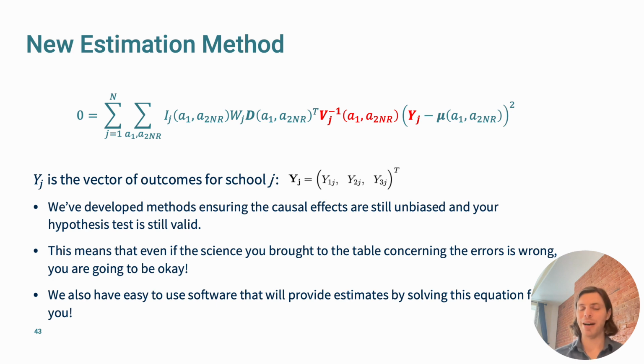Now you might be worried because you're saying, well, Tim, I was kind of just spitballing there. I might not have told you the right correlation structure. That was just a hypothesis of mine. And I'm going to tell you, do not worry, because we've actually developed methods that will ensure your effects are still unbiased and your hypothesis test is still valid, even if you get it wrong. So even if the science that you brought to the table concerning those errors is incorrect, you're going to be okay. You're still going to obtain unbiased effect estimates.